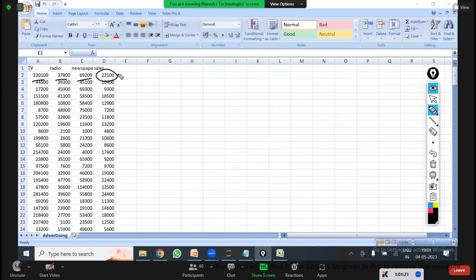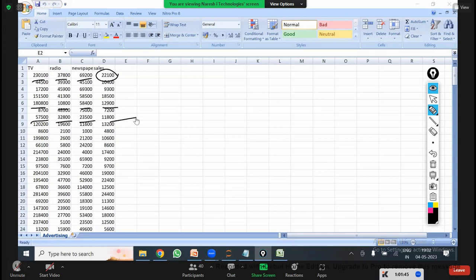This story was completed. I'm not going to predict the future. This is already a completed one. Somewhere in the year 2020 or 2021, he invested the money and got the sales. He invested this money on TV, radio, newspaper, and got this amount of sales. This is the amount they spent on advertising, and this is the sales that happened.